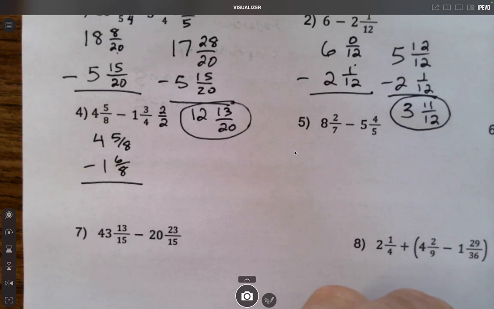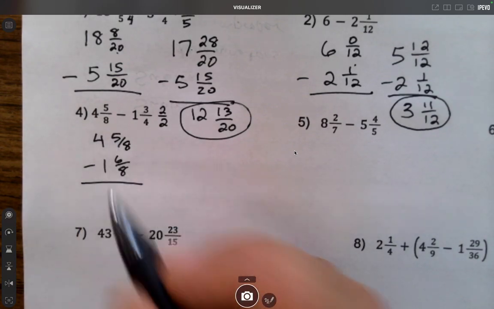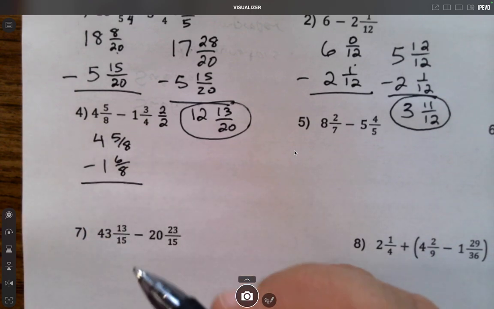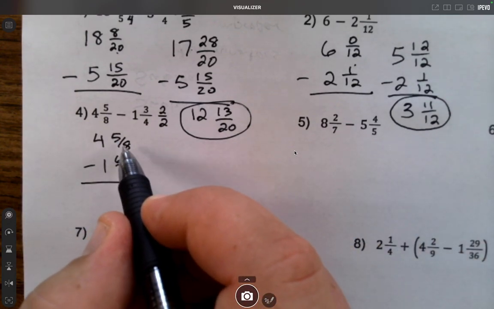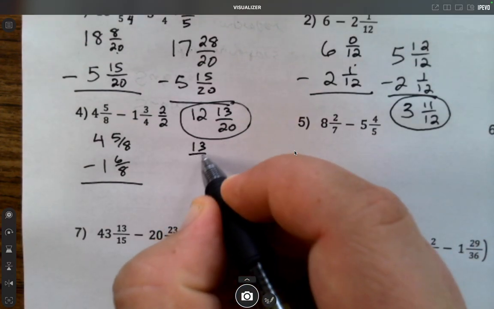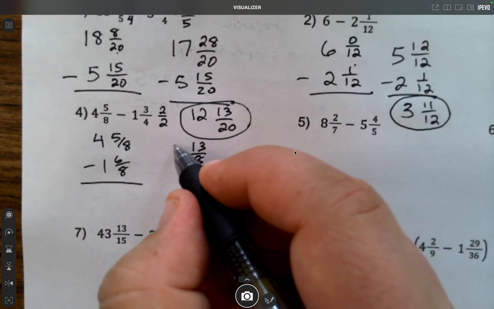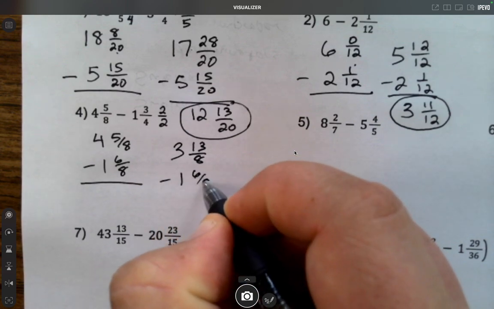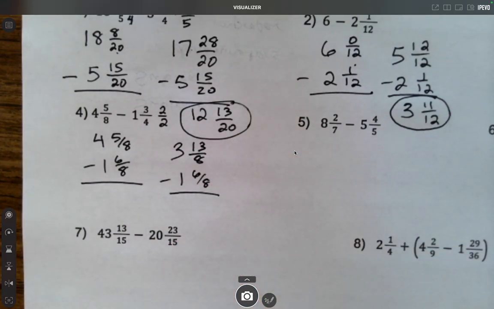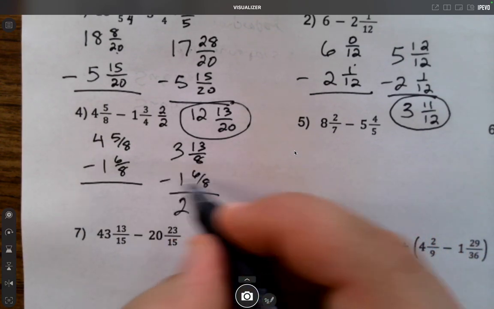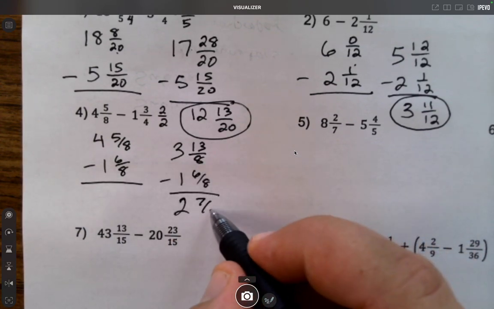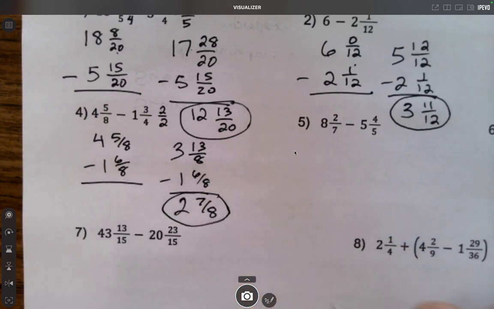Okay, so the benefit is we only had to change one fraction to get them to match denominators. The downside is we do have to borrow again on this one because the lower number is bigger than the upper number. We can't say 5 minus 6. So to borrow, we'll say 8 plus 5 is 13. We'll borrow 1 from the 4, making it a 3. And we'll leave the bottom alone. Subtract the whole numbers, 3 minus 1. Subtract the numerators, 13 minus 6. And keep the denominator the same, so you get 2 and 7/8.